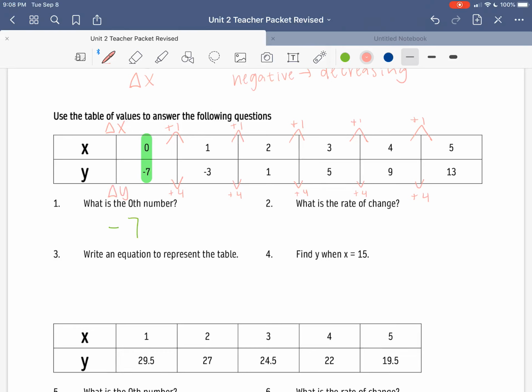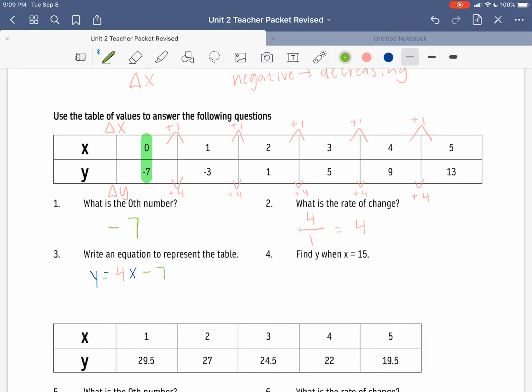So remember, rate of change, we say the change in y over the change in x. So my y was changing by 4 while my x was changing by 1, and then I can simplify that. 4 divided by 1 is just 4. So those are the two pieces we need to write our equation. We write our equation as y equals 4x minus 7. And I'm using that minus sign because my zeroth number was a -7.